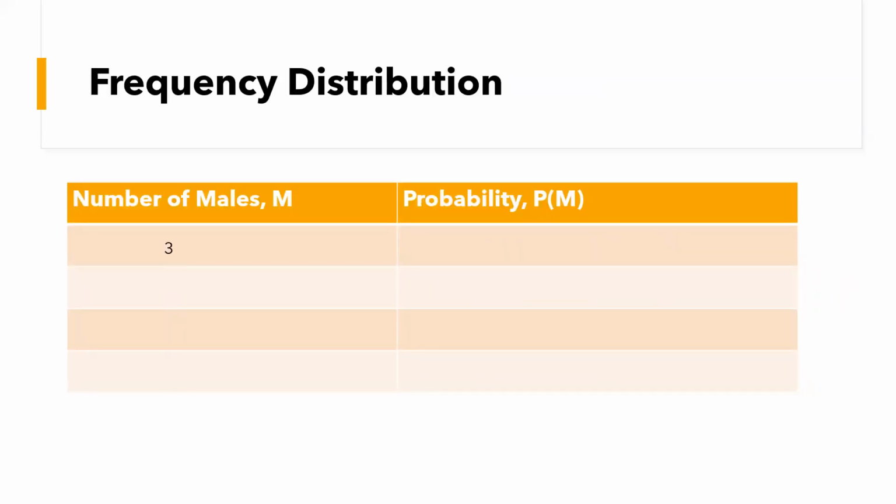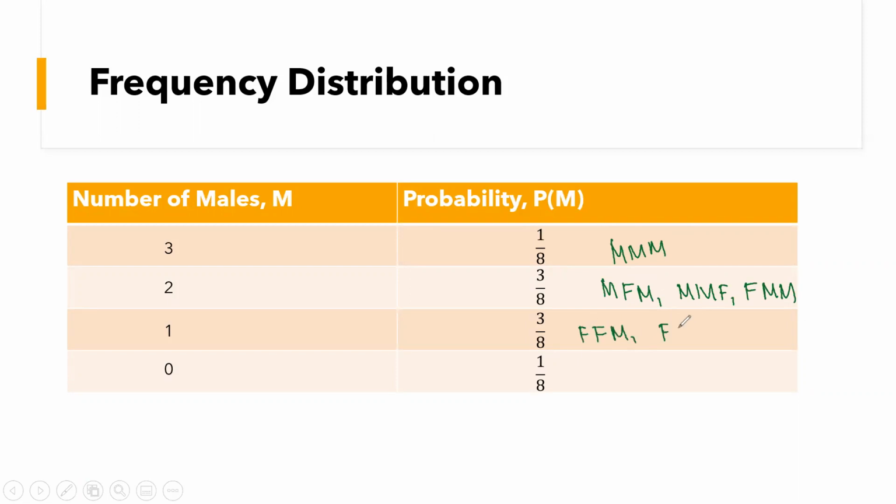So as we see, here are the number of males, based on the value of the random variable. Here's the probability. So recalling, for 1 over 8 it will become MMM. For 3 over 8, it will be MFM, MMF, FMM. For 3 over 8 it will be FFM, FMF, MFF. For 1 over 8, it will become FFF.